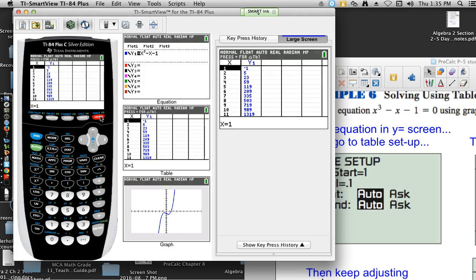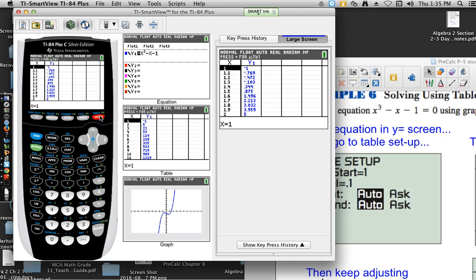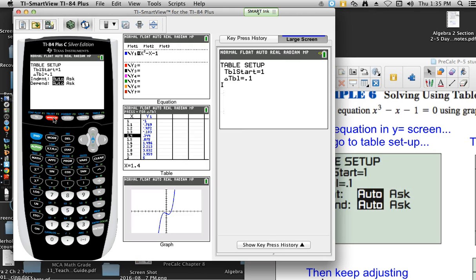But here's the thing, I'm supposed to do this to 3 decimal places. Well, that's not going to do it. So I'm going to go into second window, which is my table set. And I'm going to tell my table, go ahead and start at 1, but this time let's go by tenths. So I can get a better idea in the table of what my answer should be. And I now notice this is negative, but this is positive. So it's 1.3 something. So I go back into my table and I say, you know what, table, start at 1.3, but let's go by hundredths this time so we can get an accurate read of what's going on there.